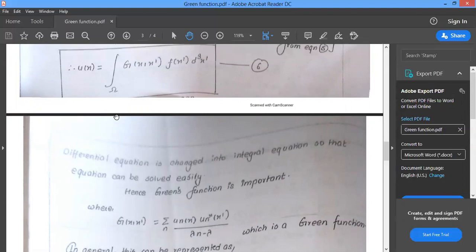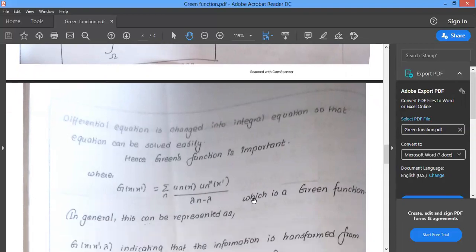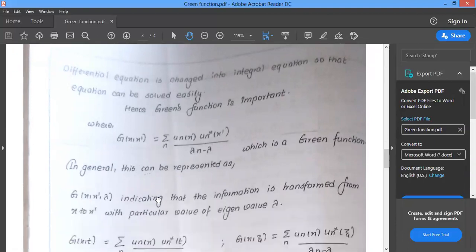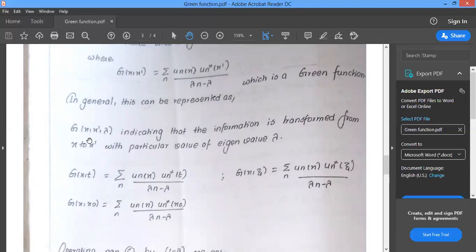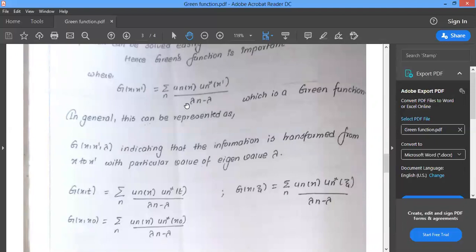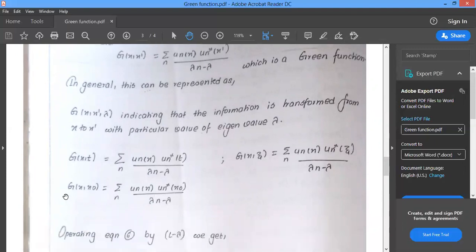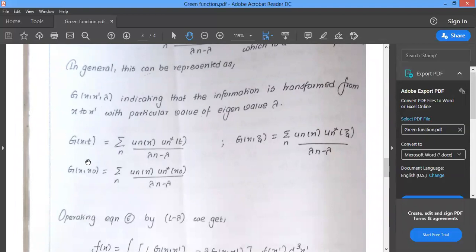Where this is G(x, x'), which means u_n(x) and u_n star(x') divided by lambda_n minus lambda. The Green function in general we represent as G(x, x', lambda). This indicates the transformation from x to x' with a particular value of the eigenvalue lambda. And in case of x', we have to take the time t, so in x' we replace the time t. So u_n(x) u_n star(t) by lambda_n minus lambda, and this is xi. We have to put t equal to xi, and x naught, so we have a different Green function variable, time t, x naught and xi.